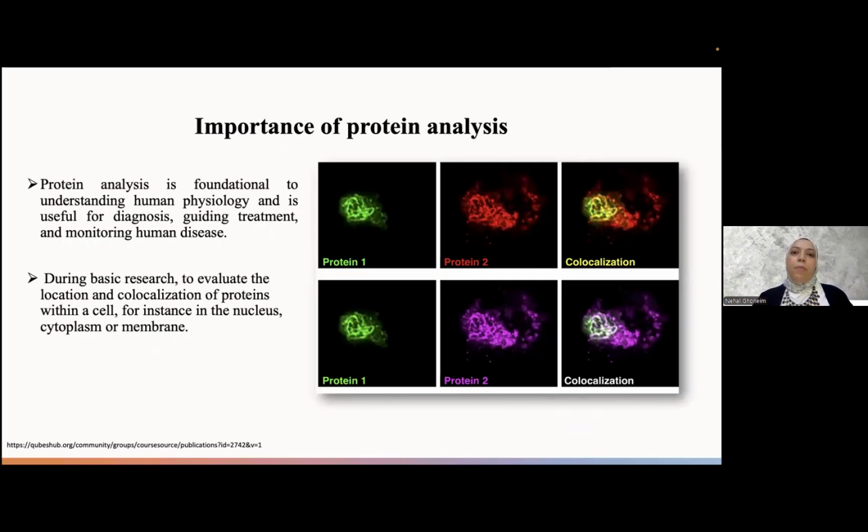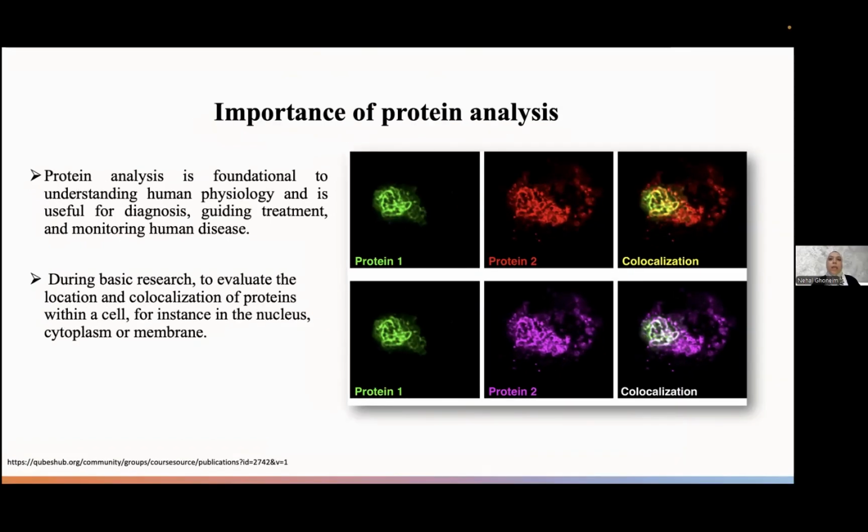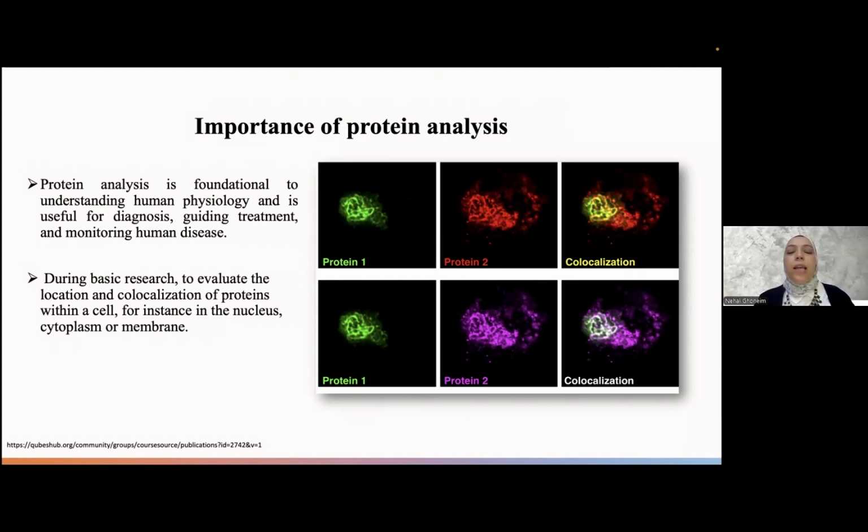So, what is the importance of protein analysis and the importance of immunostaining, or the immunocytochemistry technique specifically? Protein analysis is fundamental to understanding human physiology and is useful for diagnosis, guiding treatment, and even monitoring human diseases. During basic science research, to evaluate the location and co-localization of proteins within the cells, for instance, in the nucleus or in the cytoplasm or on the membrane, immunostaining is used for this.